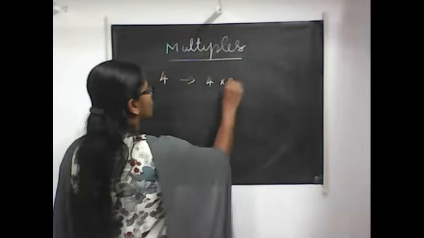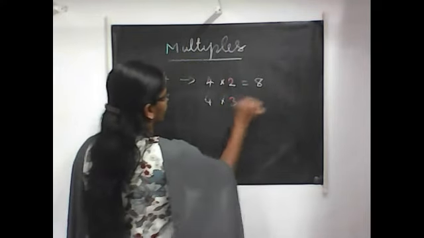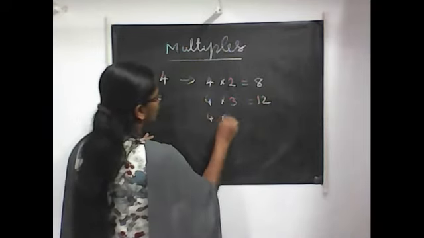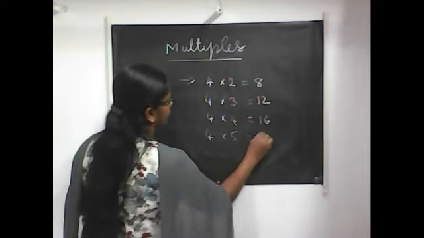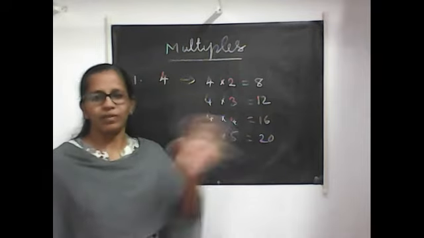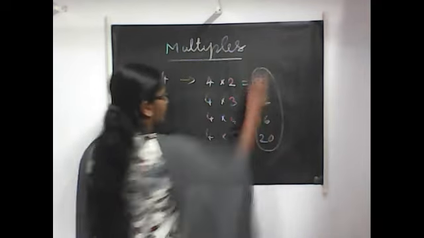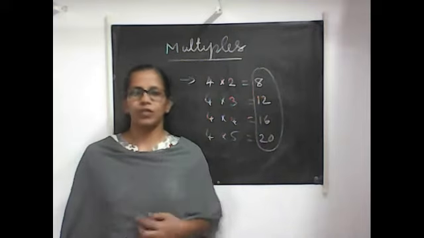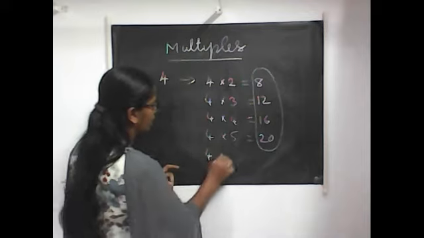Take next one with the 2. What do you get? 8. Next, multiply with the 3. 12. Then 4, multiply with the 4. You will get 16. 4 into 5, that is 20. That means multiples means the multiplication table of the given number. That's all. We want this answer. Okay. It goes on. They will be asking, write the 5 multiples of 4. Means you write 1, 2, 3, 4 only. If they ask 5, one more.